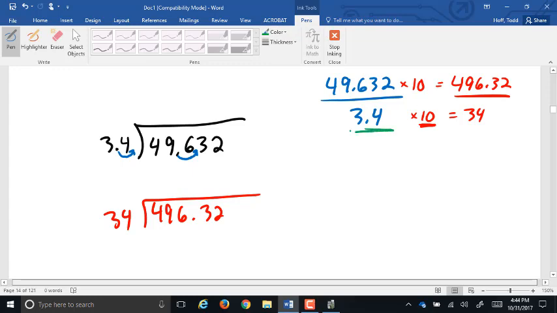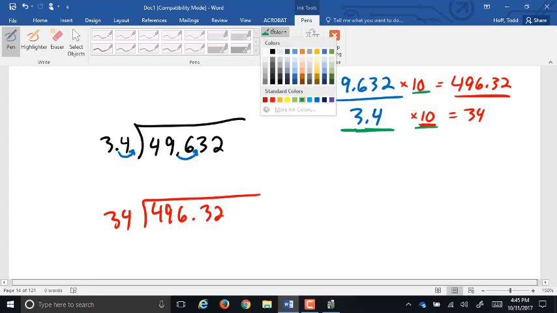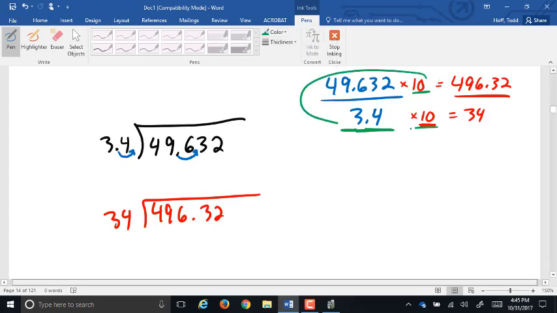Now, if this were 2 decimal places here, I would have had to multiply by 100 or move them both 2 spots. 3 decimal places, it would have been 1,000 or 3 spots. As long as you're doing the same to both numbers, these rules of fractions apply and it stays equivalent.